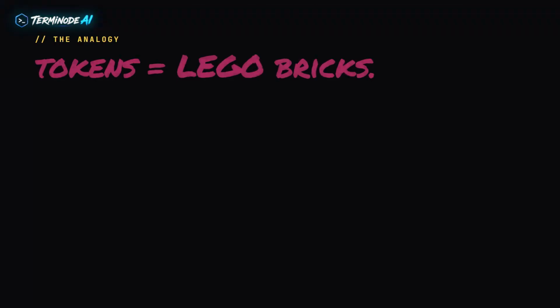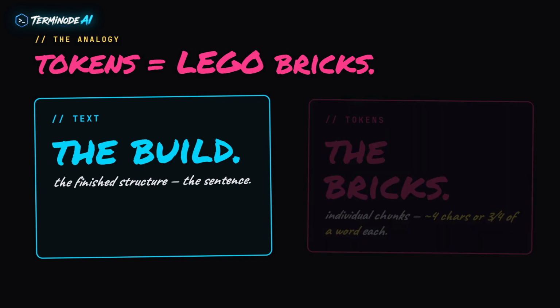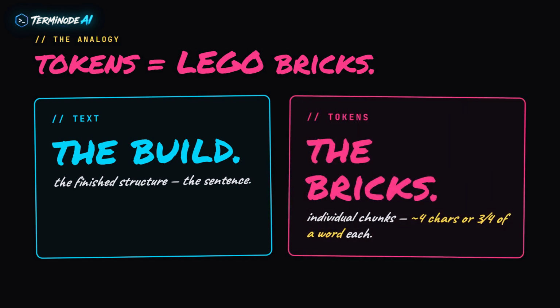Before any AI can process text, the text gets broken into tokens. A token is a chunk, roughly 4 characters or 3/4 of a word. The model never sees letters, it sees tokens. Think Lego bricks. The text is the finished structure. The tokens are the individual bricks that built it. Some words are 1 brick, others split into 2 or 3.